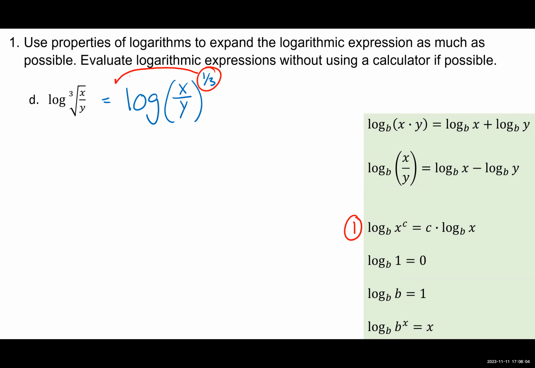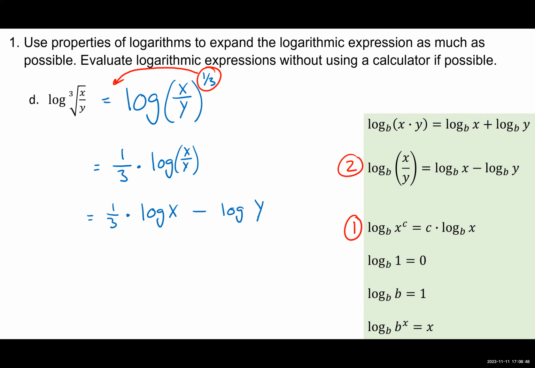So this exponent pops out front. So that's 1/3 times the log of x over y. All right, so now it looks like the fraction rule applies here. So this would be 1/3 times the log of x minus the log of y.